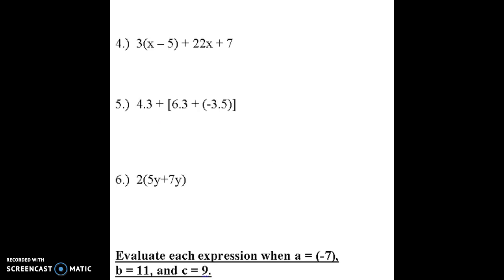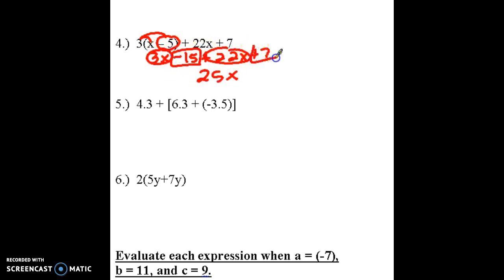Number 4, distribute. 3 times x is 3x. 3 times negative 5 is negative 15. Bring everything else down. 3x plus 22x is 25x. Negative 15 plus 7 is negative 8. 25x minus 8. For number 5, you just follow the order of operations and add everything together.